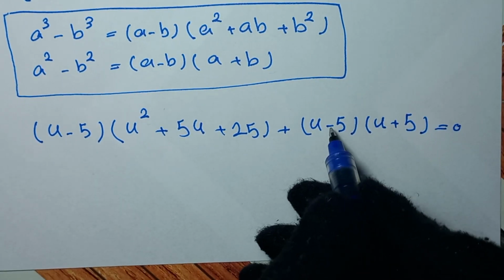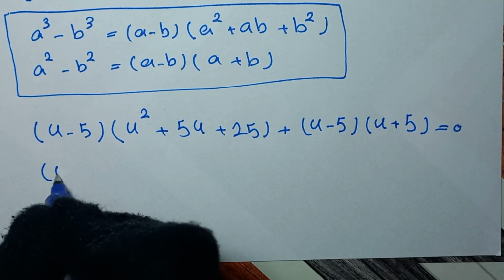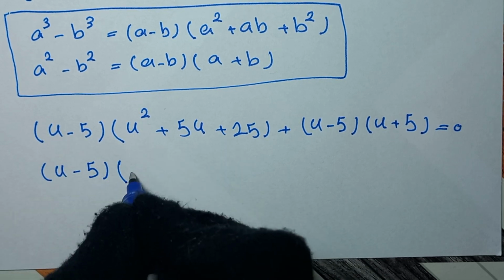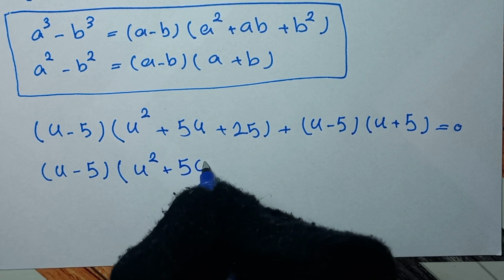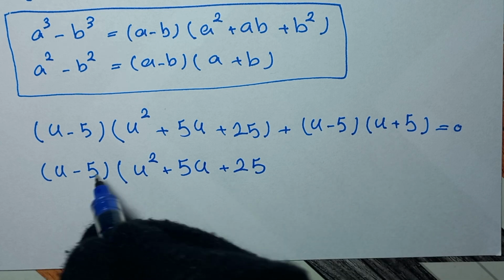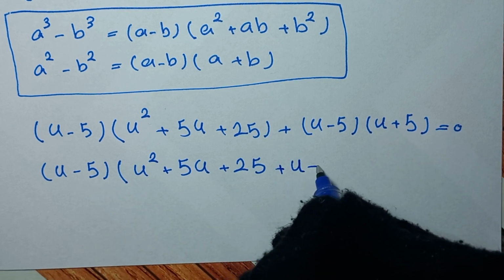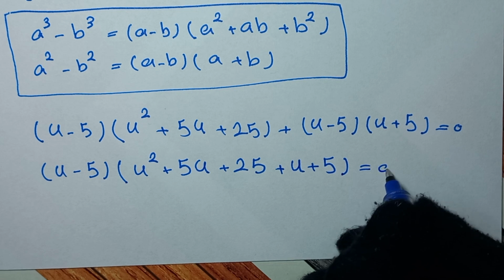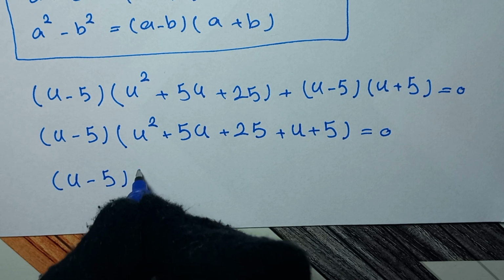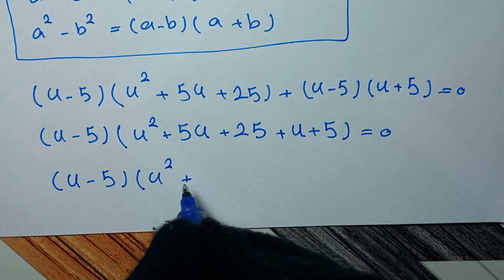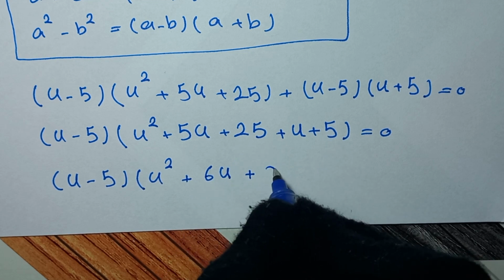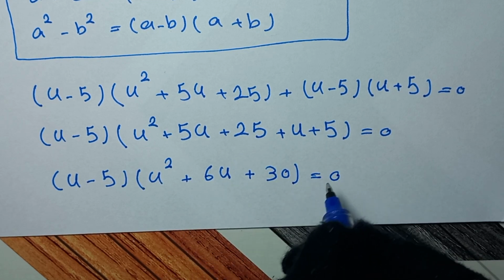And here, u minus 5 is common, so we factor out u minus 5. Dividing by u minus 5, it will be u square plus 5u plus 25, and for this one, it will be u plus 5. So it will be u minus 5 times u square plus 5u plus u, which is 6u, and 25 plus 5, which is 30, is equal to 0.